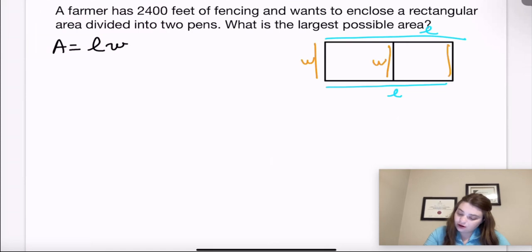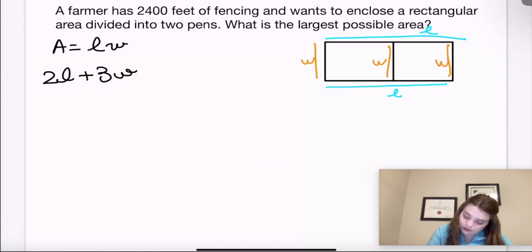This is a bit different from a regular rectangle. Normally we would just have two widths in our rectangle, but here we have three because we're going to need the regular widths that we would normally have for this fence, but we're also going to need the width in the middle that's dividing this rectangular enclosed area into two separate pens. So that's an important key factor to keep in mind. Okay, so therefore, in this case, the 2,400 feet must cover two lengths plus three widths. So 2 lengths plus 3 widths is equal to 2,400.